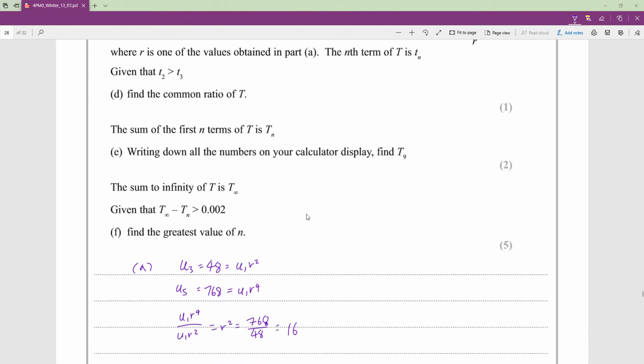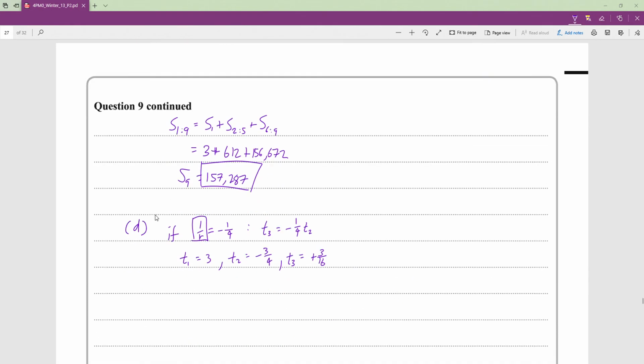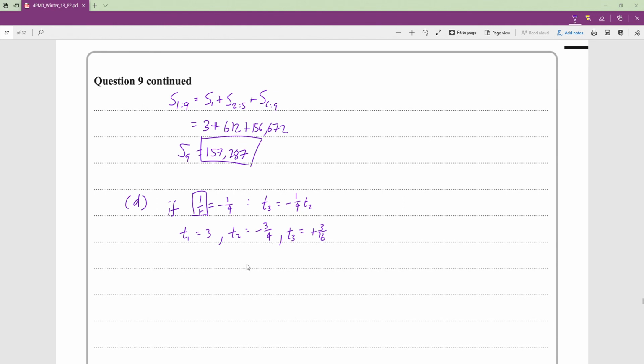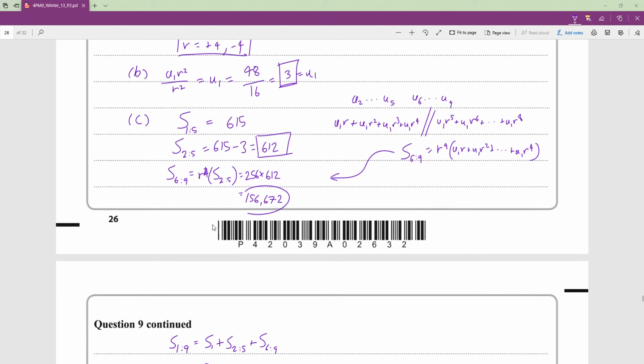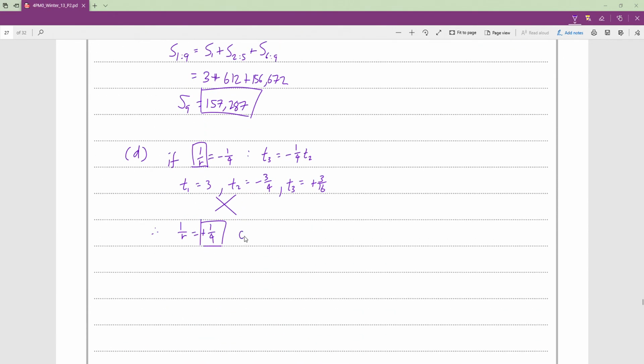And now let's see what's the condition they gave us. T2 is greater than T3, so it is not the case. This must mean that 1 over R is positive 1 over 4. So the common ratio of series T is equal to positive 1 over 4.